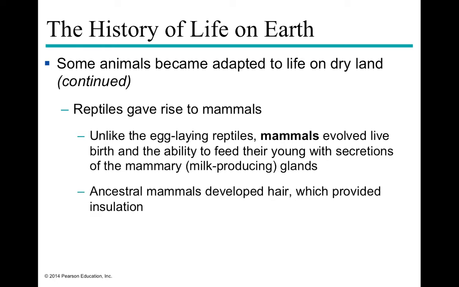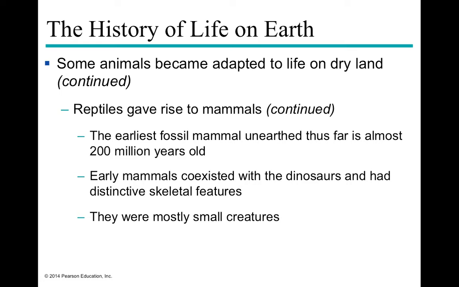They also produce milk. So producing secretions from the mammary gland, having live birth, and developing hair, which provides insulation for these individuals, are the characteristics or hallmarks of mammals. Mammals arrive in the fossil record approximately 200 million years ago, and early mammals coexisted alongside the dinosaurs for quite a while with distinctive skeletal features.